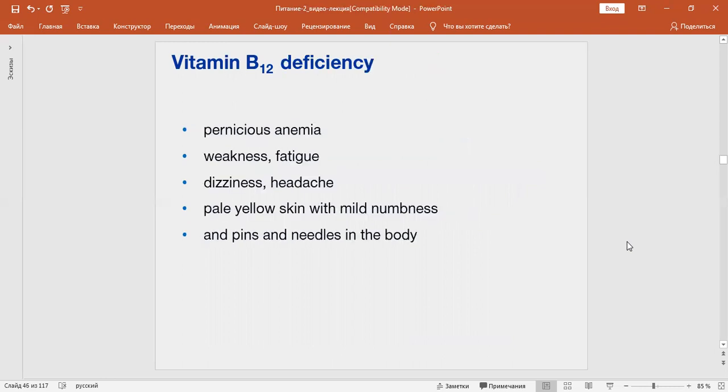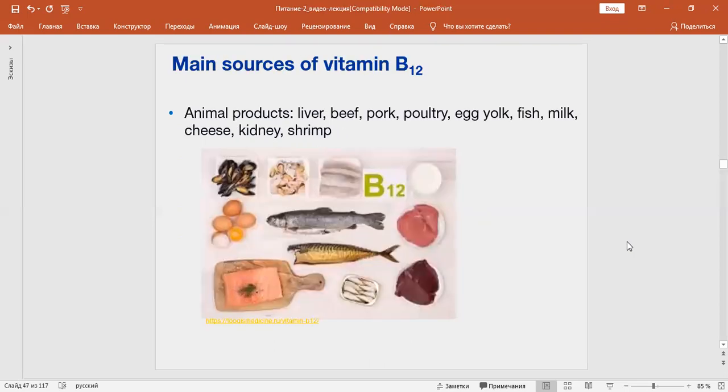Due to vitamin B12 relating to the process of hematopoiesis, inadequate intake of this vitamin leads to pernicious anemia. This in turn entails weakness, fatigue, dizziness, and headache. Insufficient body supply manifests in pale yellow skin with mild numbness and the feeling of pins and needles in the body. Products that contain cyanocobalamin include liver, beef, pork, egg yolk, milk, cheese, kidneys, and shrimps.